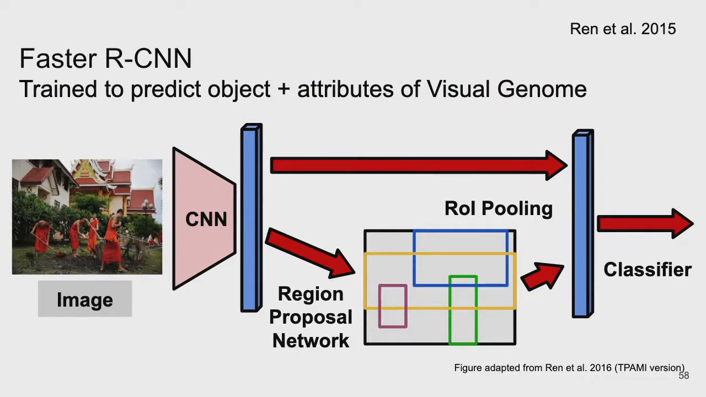Okay. So Faster R-CNN is used as an instrument to predict objects plus attributes of Visual Genome. Right. So is everything clear at this point? Any questions?